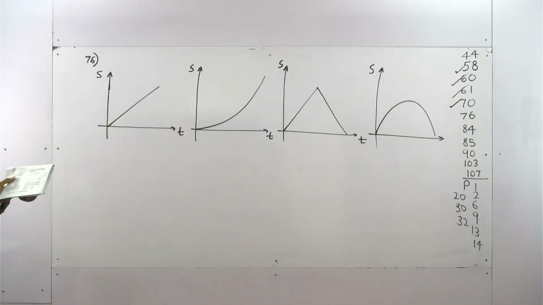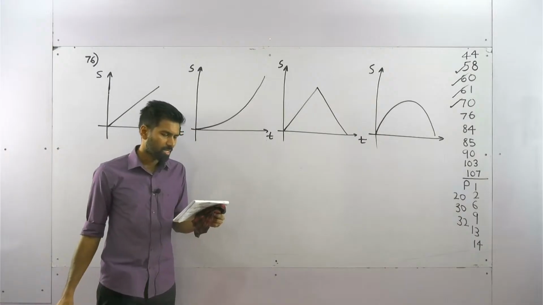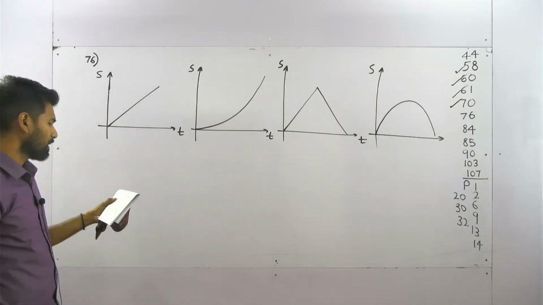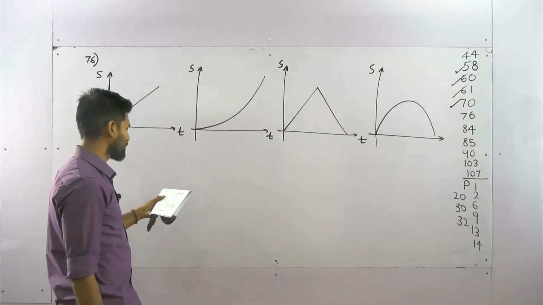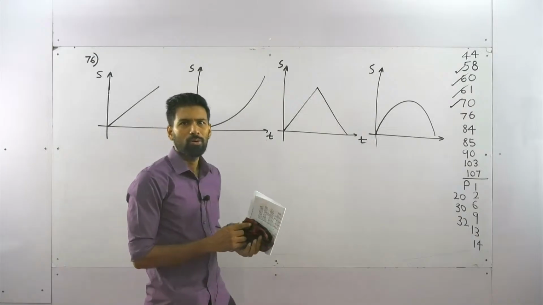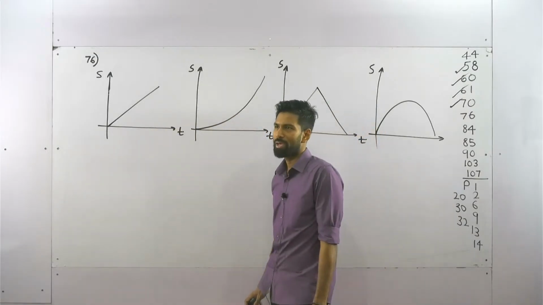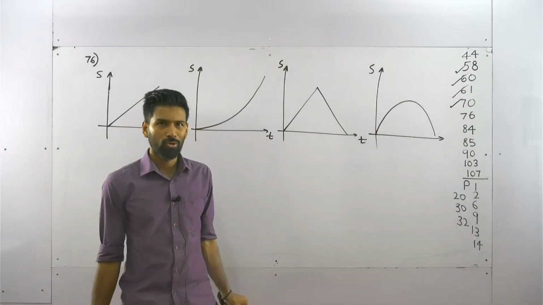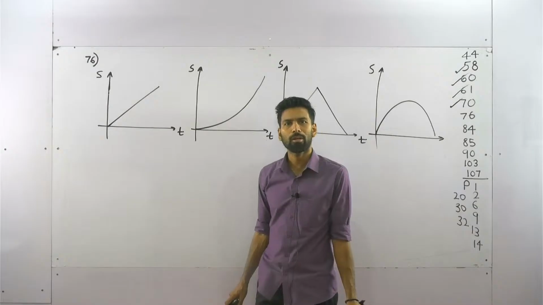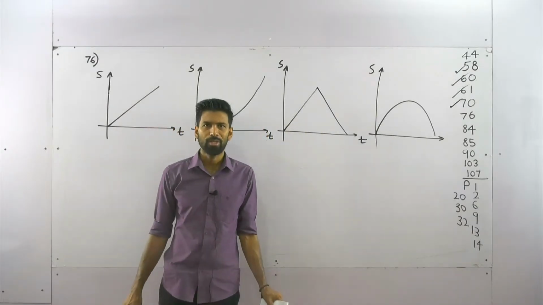Hari. In this question number 76, which of the following graphs represent the displacement time graph for uniform motion? Now, what do you mean by the uniform motion? Sometimes it might be a uniform, constant velocity. Sometimes it might be a constant acceleration. So we are not clear what this uniform motion stands for. So we have to check through the answers.